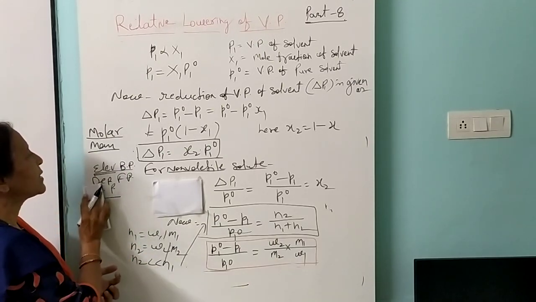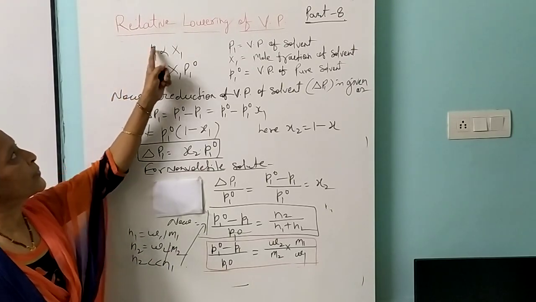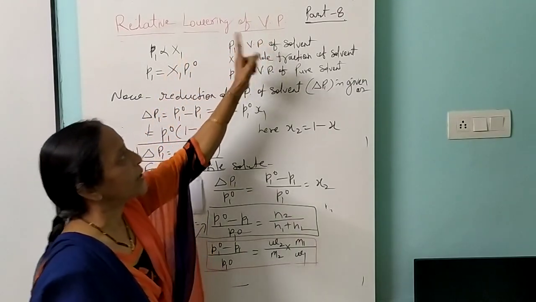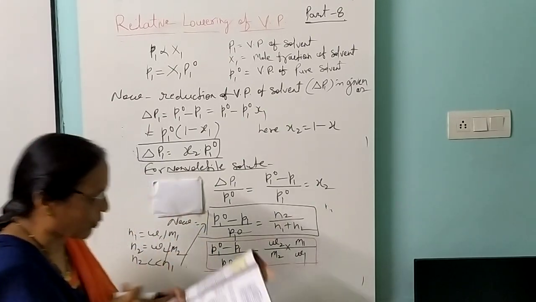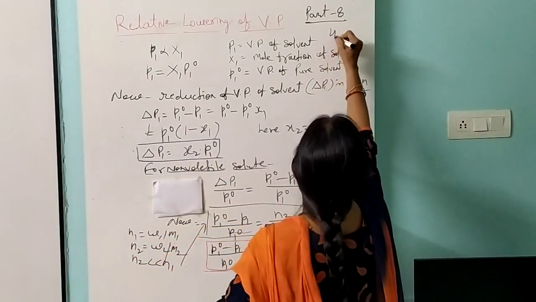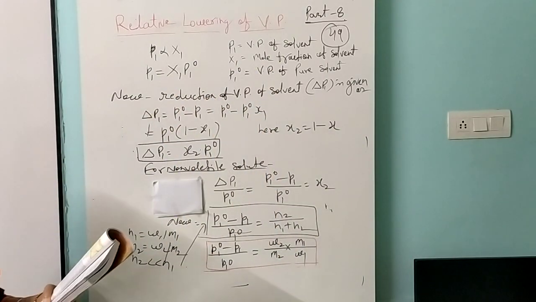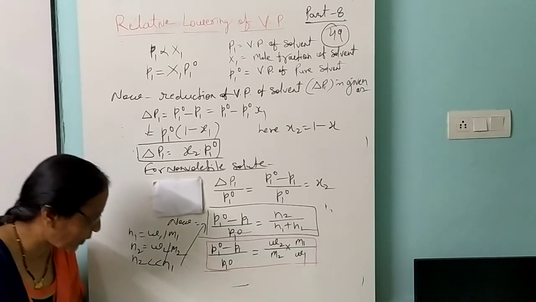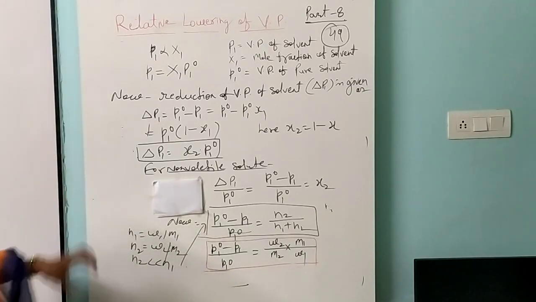Before studying all this, one very important thing: first we will go with the term relative lowering of vapor pressure. Now here, students, in our textbook on page number 49, this video starts from here, page number 49, relative lowering of vapor pressure. Generally, according to Raoult's law.